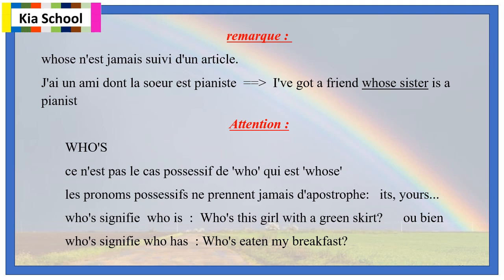Attention, whose apostrophe S, ce n'est pas le cas possessif de who, qui est whose. Les pronoms possessifs ne prennent jamais d'apostrophe. It's, yours, his, etc. Who's signifie who is. Par exemple, on dit who's this girl with the green skirt? Ou bien, who's signifie who has. Who's eaten my breakfast? Ou bien, who has eaten my breakfast?